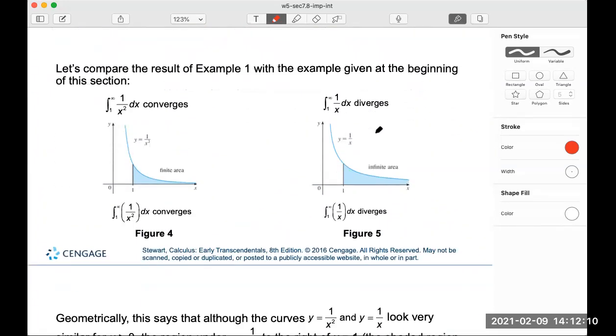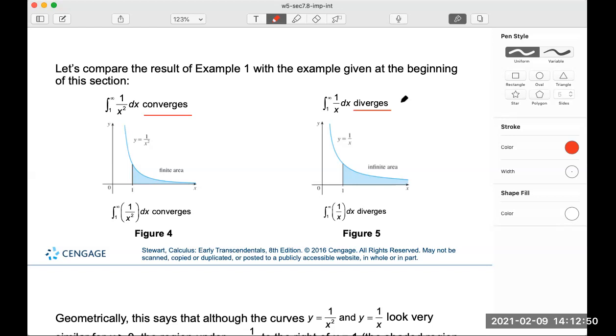So here, let us take a look at the two cases. In the first example, the integrand is 1 over x squared. The limit is the same, from 1 to infinity. And in the second example, the integrand is 1 over x, on the same limit, from 1 to infinity. On the left, this one converges, but on the right, this one diverges. Interesting, right?